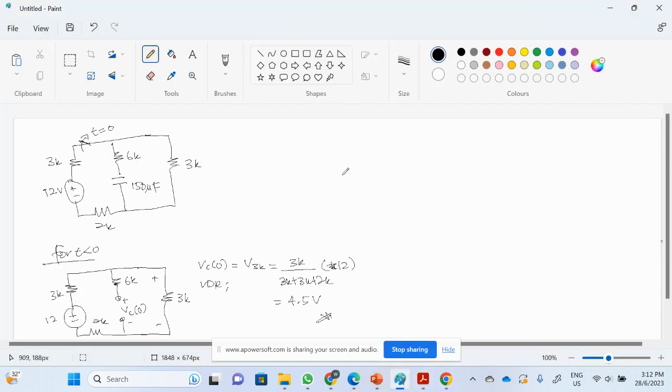So next, we have to do for t more than 0. For t more than 0, it has opened. When it has opened, the circuit you have now is only this part. 6K, 3K and here 150 micro. Alright, this is the V that you want to find. This is the case of what? Source free, right? Source free RC.